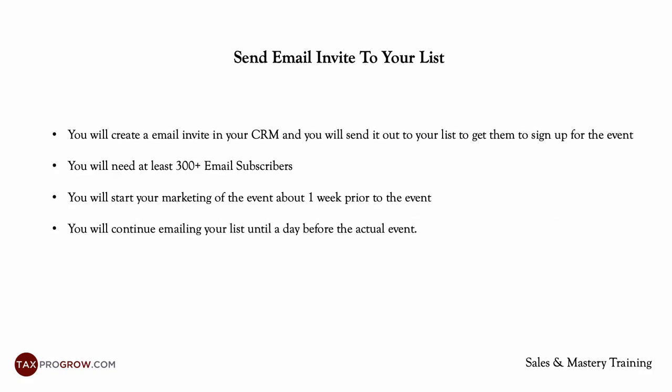Next is we're going to send an email invite to your list. So you're going to create an email invite in your CRM system. Right now we've been using Active Campaign, and you'll send it out to your list and get them to sign up for the event. You will need to have at least 300 plus email subscribers. You will start your marketing for your event about 1 week prior to the event.